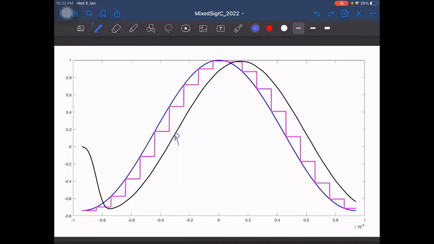Obviously, there is some delay because filters are all causal, and the output will come after some delay, right? So we can stop at this point, and we can continue from the next class.